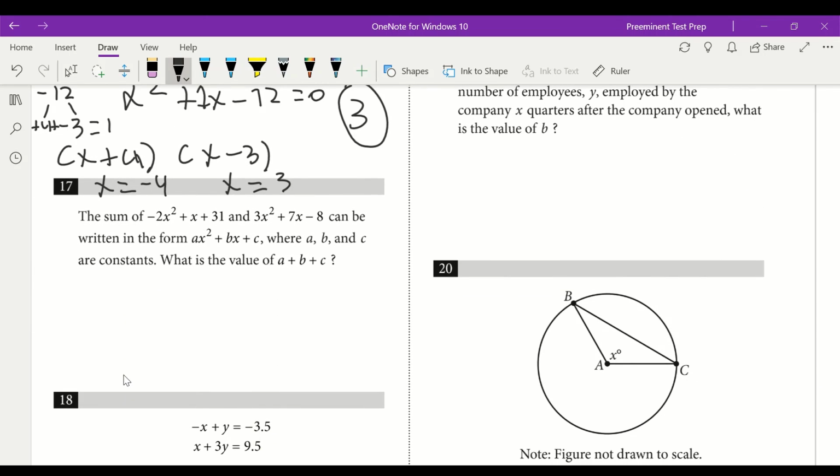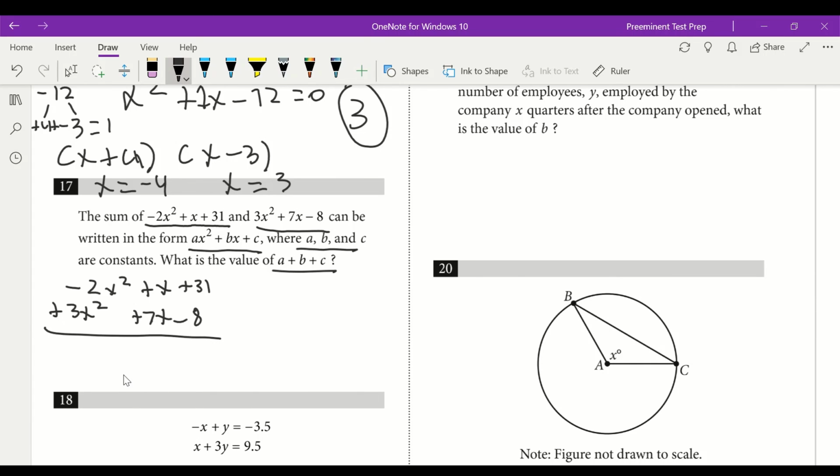Question 17. The sum of negative 2x squared plus x plus 31 and 3x squared plus 7x minus 8 can be written in the form ax squared plus bx plus c, where a, b, and c are constants. What is the value of a plus b plus c? Alright, so I'm going to go ahead and add my equations first off. So I got negative 2x squared, and then I have plus 3x squared, and then I have my plus x, and plus 7x, and then plus 31, and then minus 8.